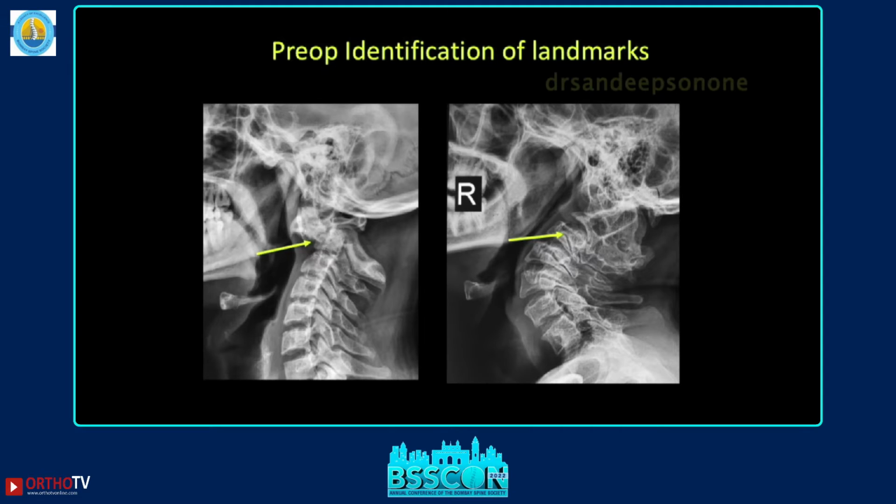Preoperative identification of landmarks on X-rays is important. The angle of the mandible, because that will give us the ease of reaching the C1 C2 joint complex, and also the angulation which is required for superior retraction of the jaw. So if there is too much kyphosis, then we are going to need a lot of superior retraction of the jaw to reach the C1 C2 joint complex.